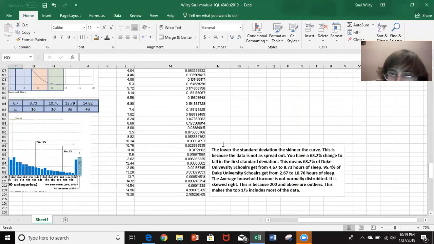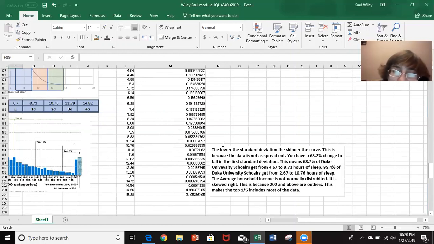This means 68.2% of Duke University scholars get from 4.67 to 8.73 hours of sleep. 95.4% of Duke University scholars get from 2.67 to 10.67 hours of sleep.